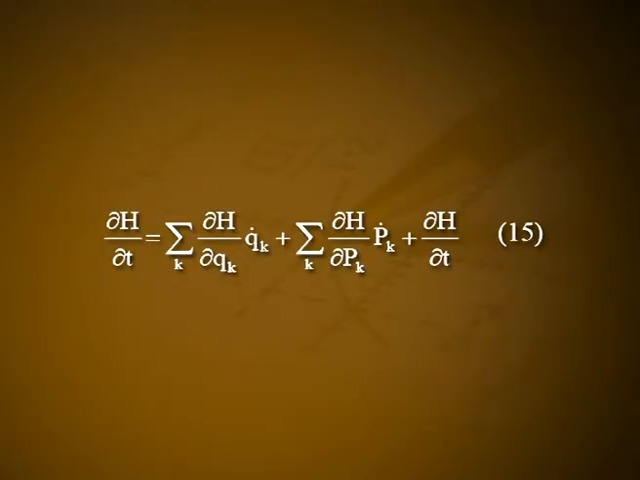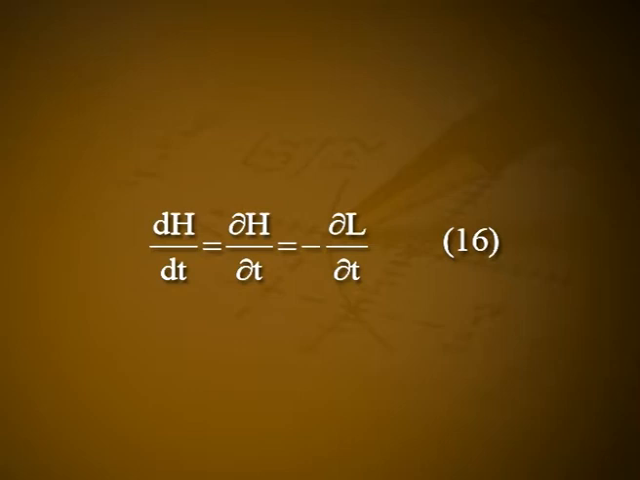From equation 5, we get dH/dt = Σk ∂H/∂qk qk dot + Σk ∂H/∂pk pk dot + ∂H/∂t. Let it be equation number 15. Substituting for qk dot and pk dot from equations 11 and 12 in equation 15, we get dH/dt = ∂H/∂t = −∂L/∂t. Let it be equation number 16.